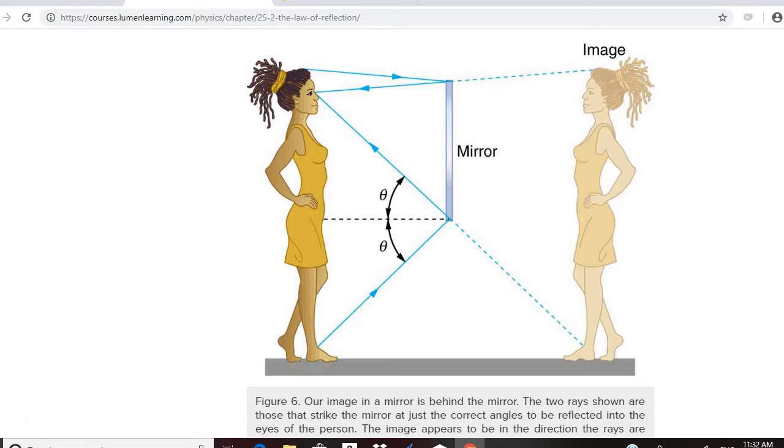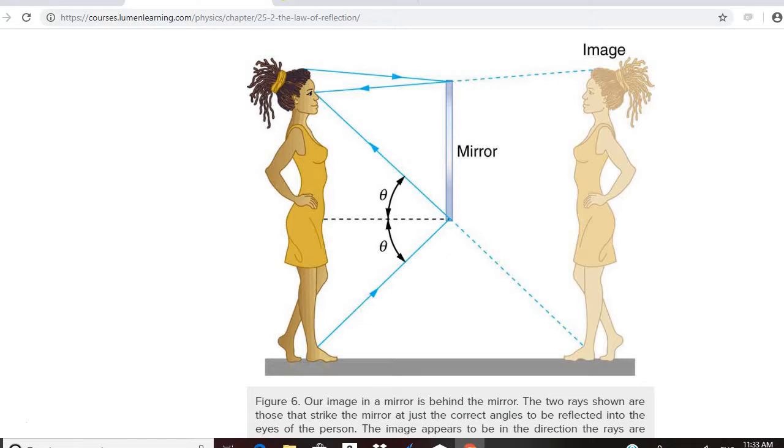And so we refer to this as a virtual image because it's formed by extrapolating these light beams. If it's a flat mirror, the image that you see will be the same size as the object, and it will also be the same distance behind the mirror as the object is in front of the mirror. So if you're standing 3 feet in front of the mirror, the image that you see will appear to have come from 3 feet behind the mirror.